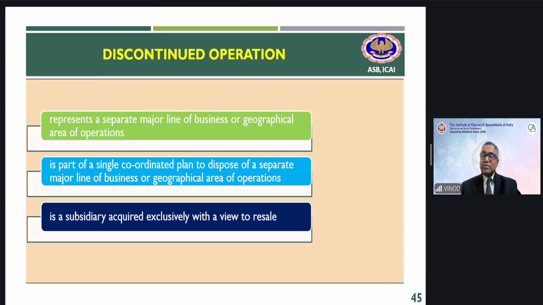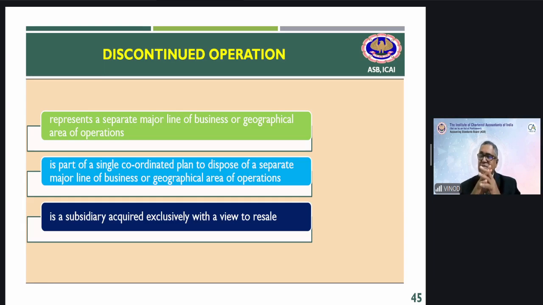Imagine I have 100 shops across India. 2 shops I'm selling. The shops might be held for sale because when I have a sale contract with a buyer, with the sale to happen within 1 year, it comes under held for sale. But it is not a discontinuing operation because it is not a separate major line of business or geographical area. It is just 2 shops.